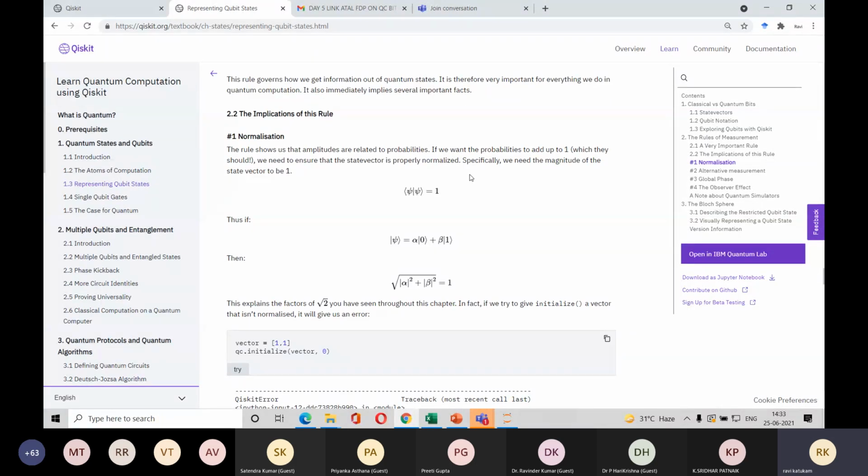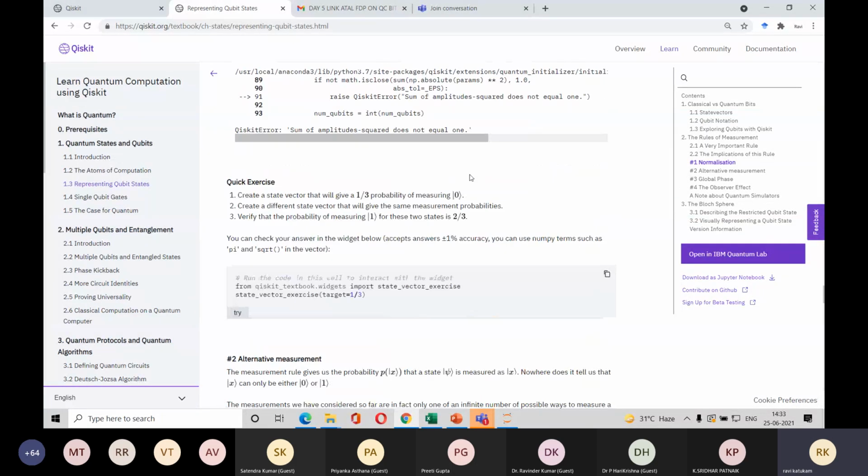It tells us that amplitudes are related to probabilities. So we want the probabilities to add up to 1. We need to ensure the state vector is properly normalized. So the normalization condition is one of the requirements of measurement.